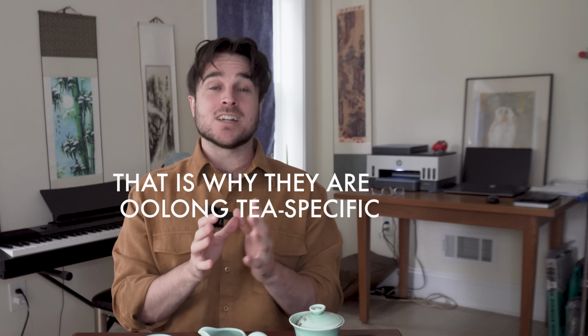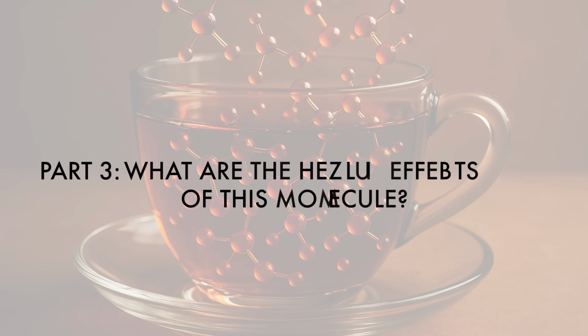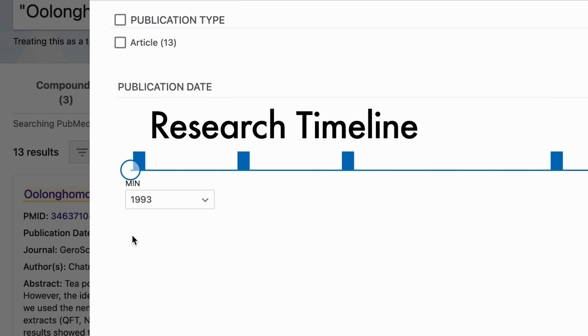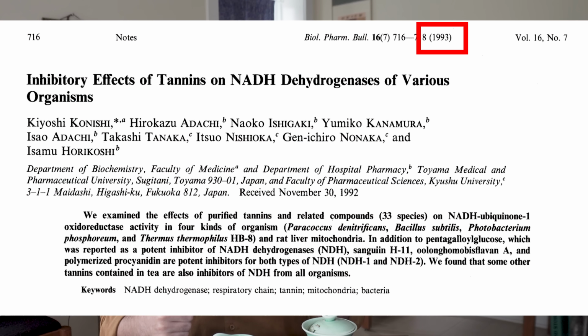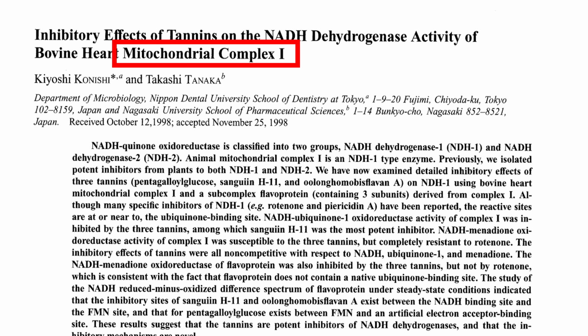And now we are going to dive into what 30 years of research has reported about the biological effects of this oolonghomobisflavin molecule. The first study on this molecule comes in 93. Great year. A lot of legends were born in that year. In 93, they discovered that oolonghomobisflavin has the ability to mildly inhibit mitochondrial complex 1.